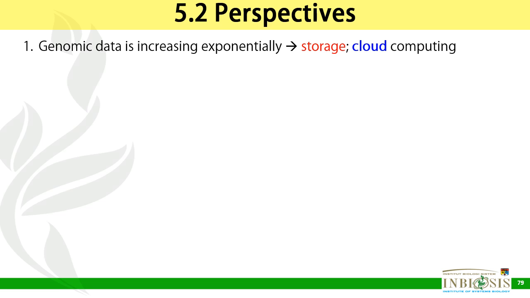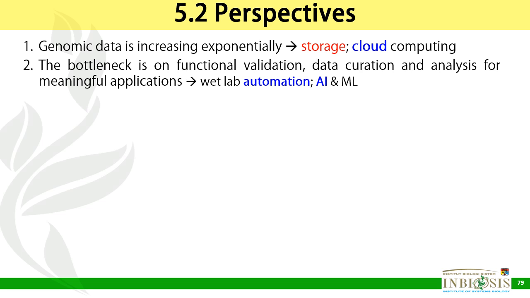In perspective, genomic data is increasing exponentially. Hence, there's a bottleneck in the storage and the retrieval. And the trend is now going toward cloud computing like Amazon Web Services. The bottleneck is on the functional validation, data curation, and analysis for meaningful application. Hence, this leads to wet lab automation, artificial intelligence, and machine learning.